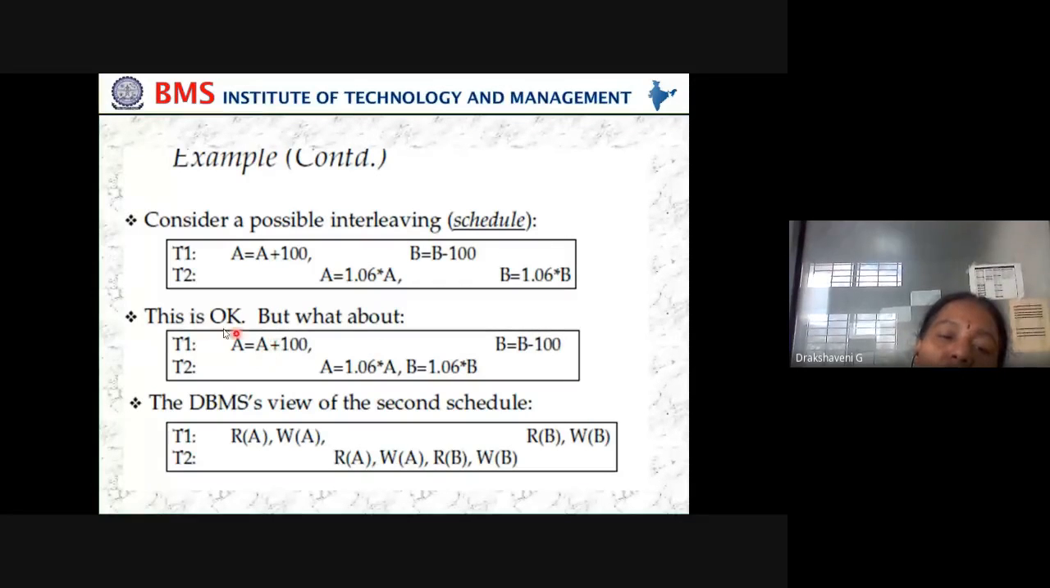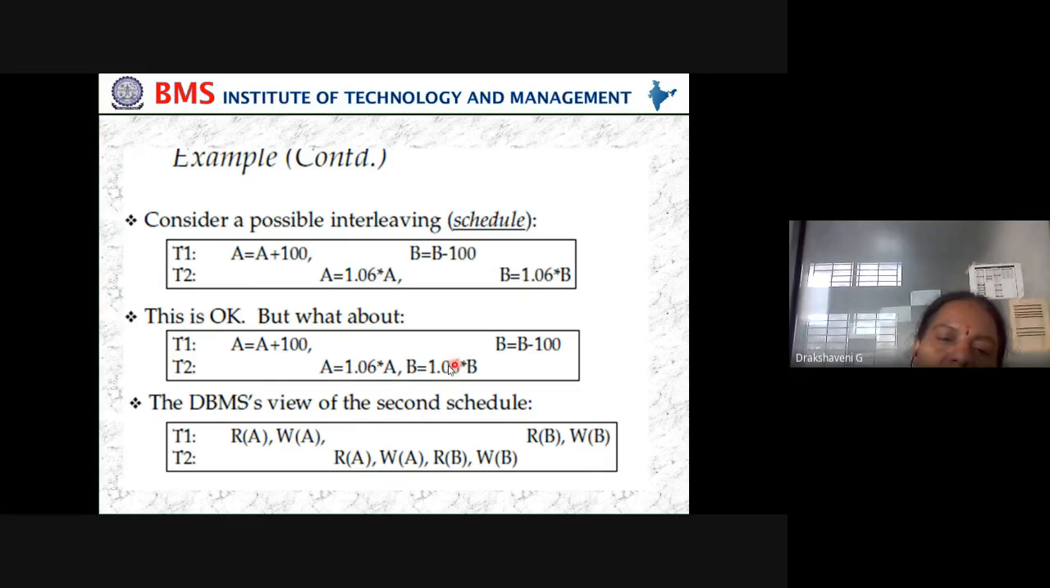If we follow this one, then which one is this? The DBMS views the second view. That's what here read, write. What was there earlier in A, we are reading, then write. What are we writing? Adding 100 rupees to account A. That's read once, then write. Here also, some value will be there in A, and add 6% to A.